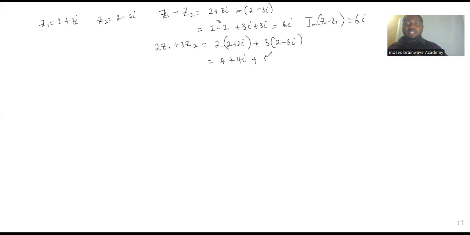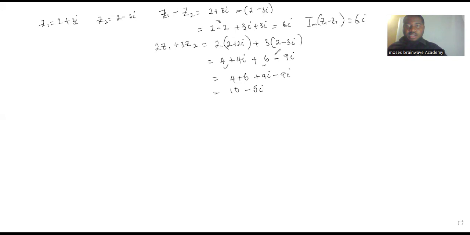So we have 6. It should give us 6 minus 9i. So if I'm evaluating all this, I'm going to be getting 4 plus 6, which are the real part. Then I'm getting plus 4i minus 9i. So this is going to give me 10, while here I'll be left with minus 5i.